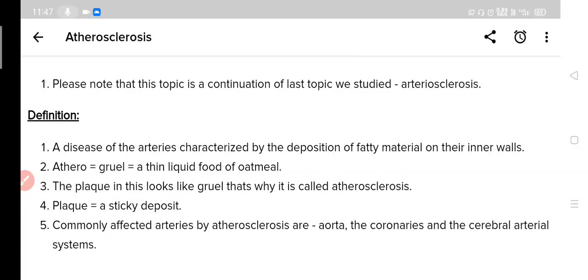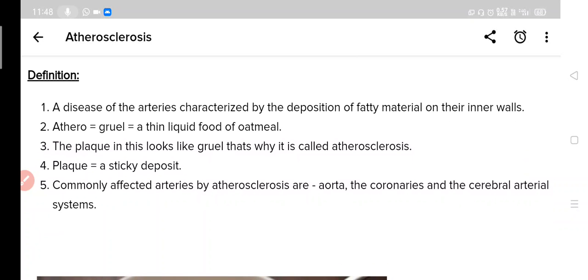As you already know, this chapter is not really a separate chapter, but a continuation of the last topic we studied, that is arteriosclerosis. This was the fourth type of arteriosclerosis, but we are studying it as a separate chapter because it is a very lengthy topic. So first of all, we will start by learning the definition.